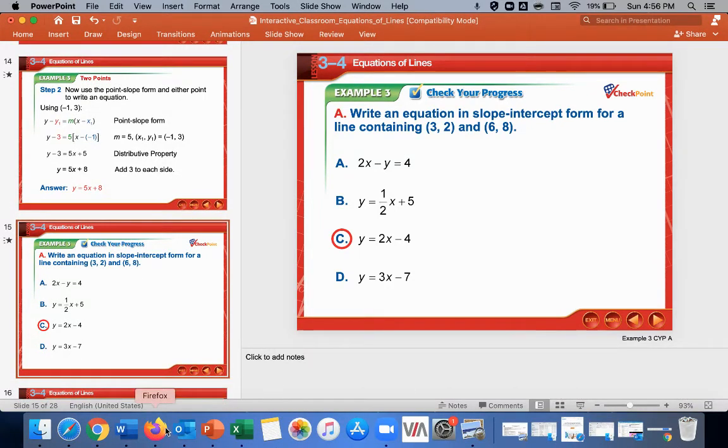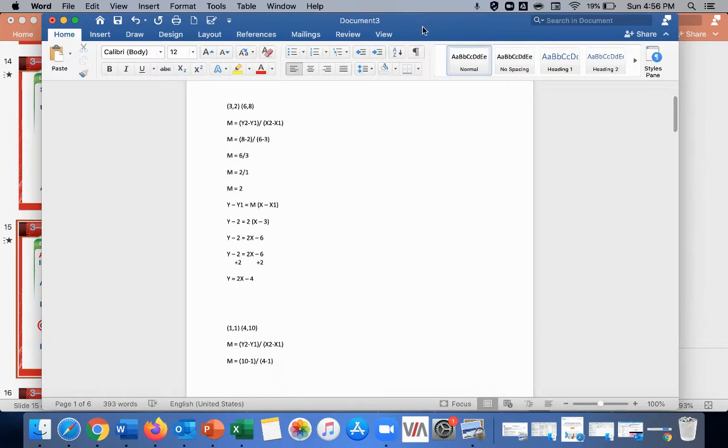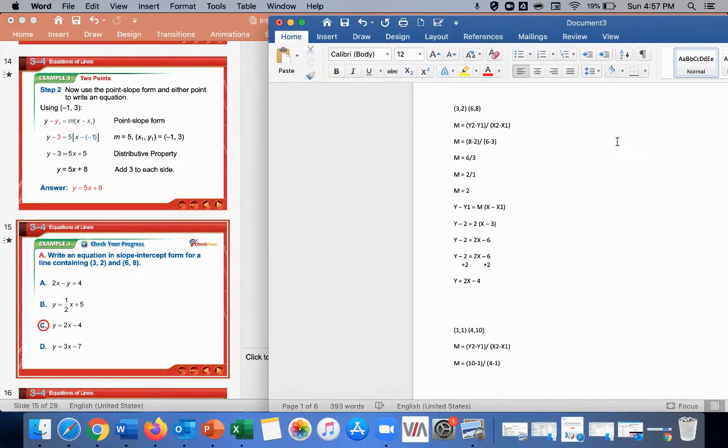Let's see, I just have to find out where I wrote it down. All right, cool. Here it is, (3, 2) and (6, 8). So I put them in and use my slope formula. I wrote it right here at the top: y2 minus y1 divided by x2 minus x1. Plugged in my numbers, 8 minus 2 and 6 minus 3. 8 minus 2 is 6. 6 minus 3 is 3. 6 divided by 3 is the same thing as 2 divided by 1, which comes out to 2.